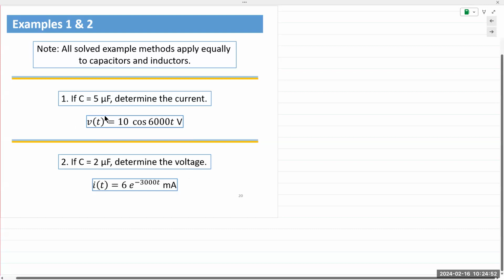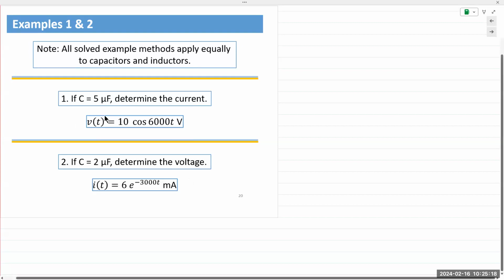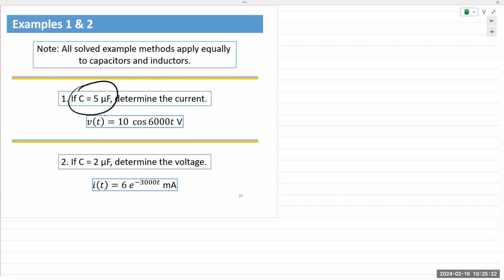Again, I will post either a video or a slide and include it in the class notebook for examples 1 and 2. The important point to note: there are 4 examples in here, and 2 of the homework problems are similar to examples 3 and 4. That's why I wish to cover that in class. But all 4 examples, 1, 2, 3, and 4 can equally apply to capacitors as well as inductors. All of these examples talk about a capacitor.